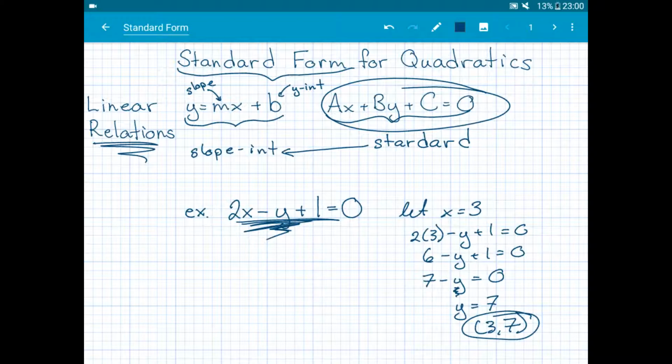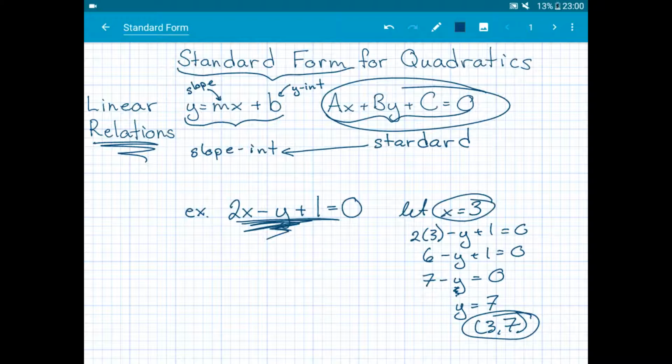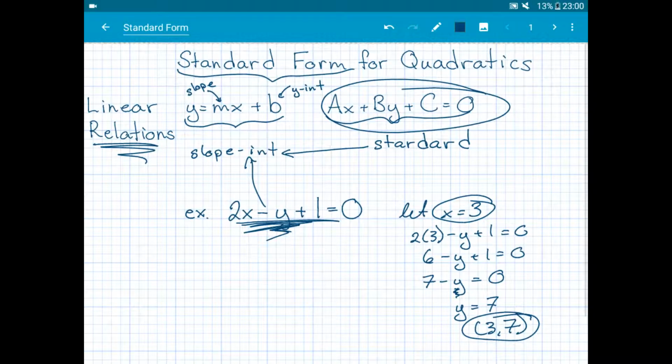That's fine, but a quicker way of doing this would just be able to have an expression where you could just feed in the x equals 3 and have it spit out a number. And so I'm going to accomplish that by changing this into slope-intercept form. So the first thing I want to do is I just want to subtract 2x from both sides. And I'm going to be left with minus y plus 1 equals minus 2x.